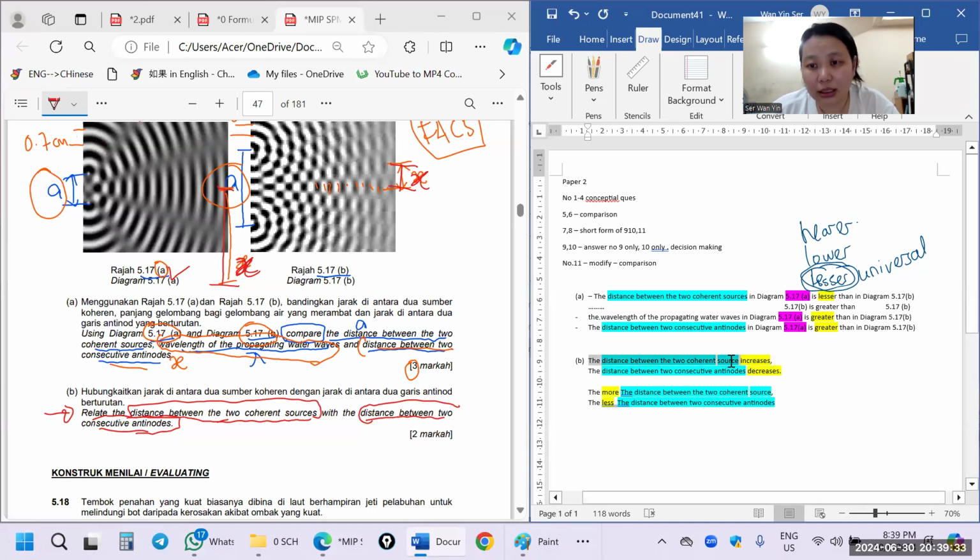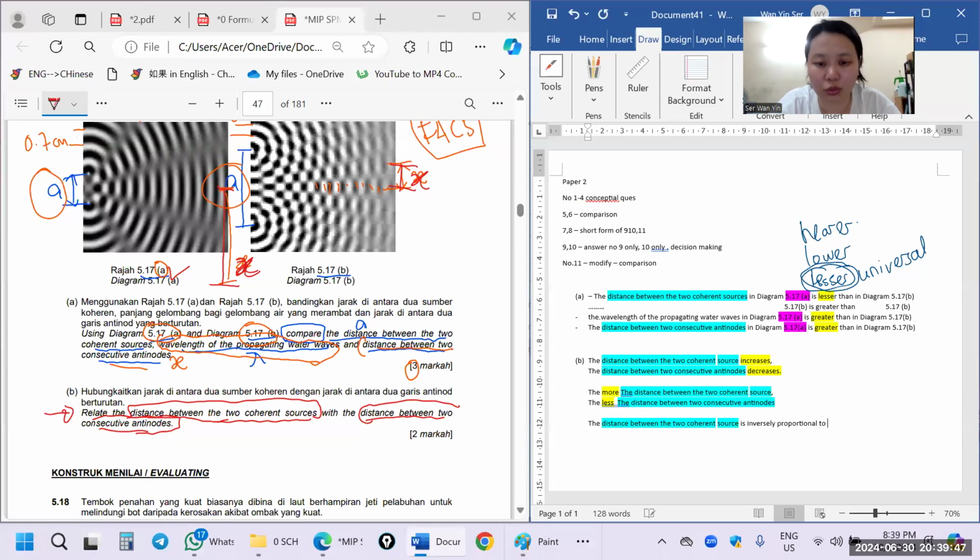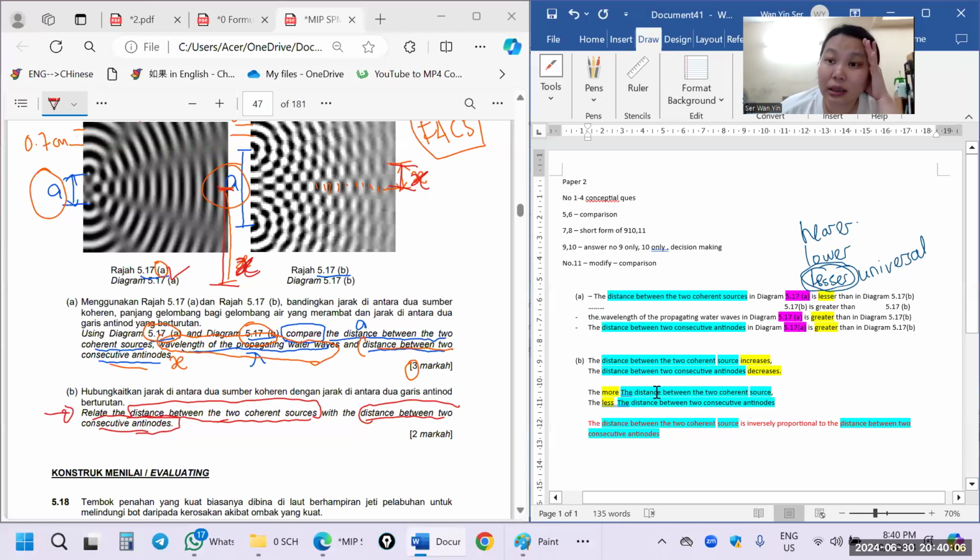Okay, so what is it? It would be like this. The distance between two coherent sources is inversely proportional to the distance of two consecutive antennae. You can see that? I don't encourage you to use this, because sometimes it cannot apply. What is it? If it is not a physical quantity, you cannot apply it.